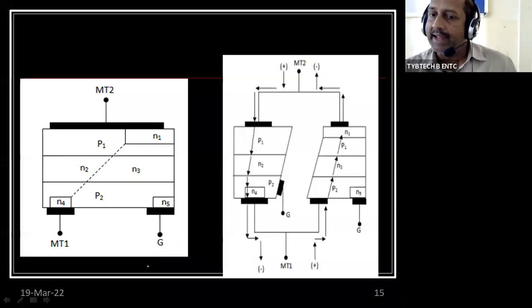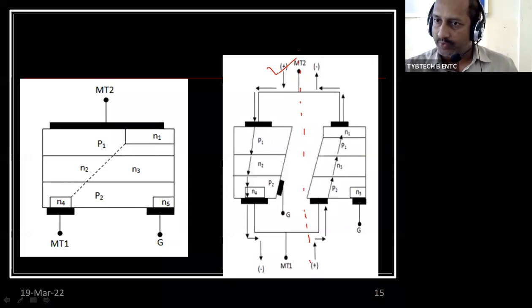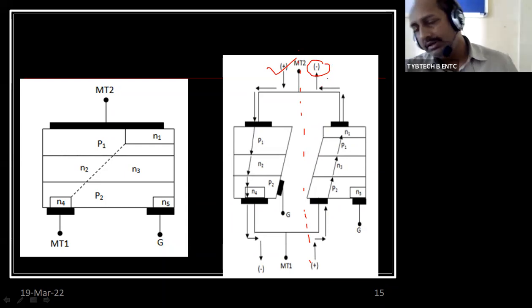The first diagram shows the 5-layer structure of the triac. In the second figure, it is shown how the current happens if MT2 is positive. It is divided into 2 parts, the right part and the left part. The left part is if you keep MT2 positive, that is forward bias, and the right part is if MT2 is negative, that is reverse bias.